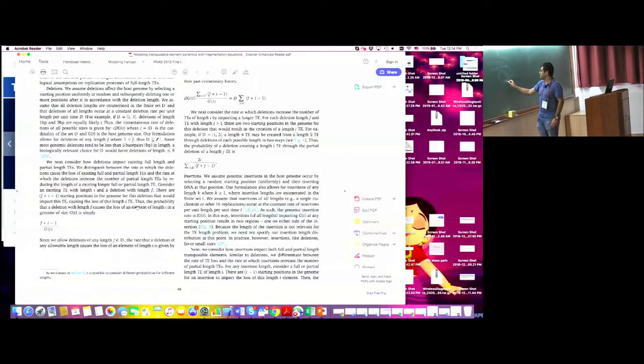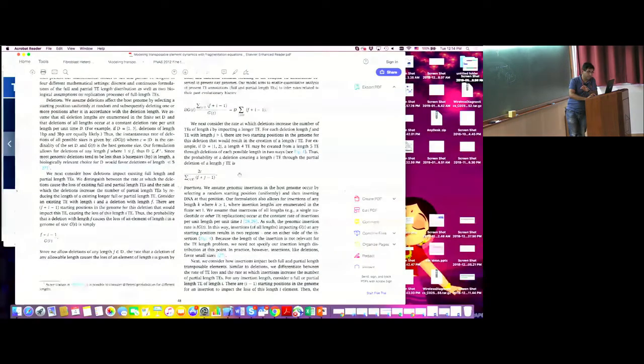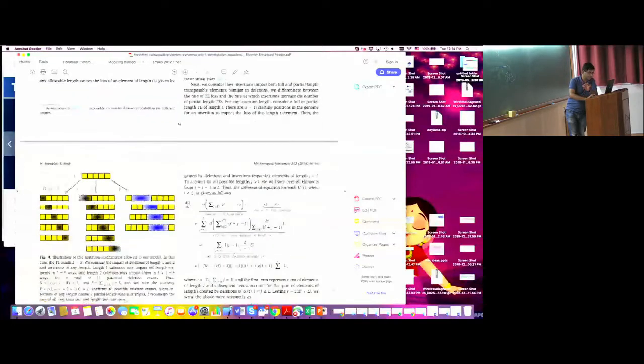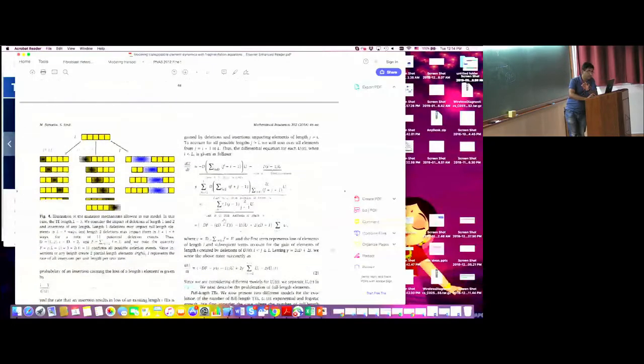So they talked about how many different deletions are possible, because this is a linear sequence, so it's only one context here. And then that can be divided by the total genome size T. So you can calculate the probability that a deletion will happen. Similarly, you can calculate the probability that an insertion will happen, which is being calculated here.